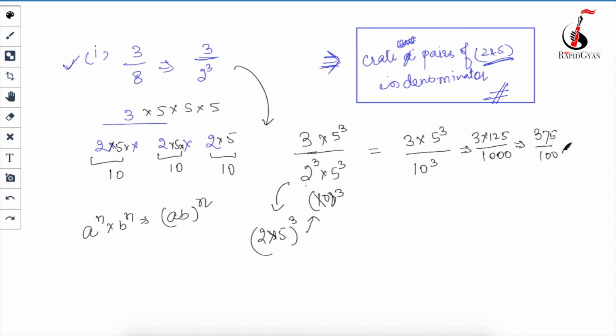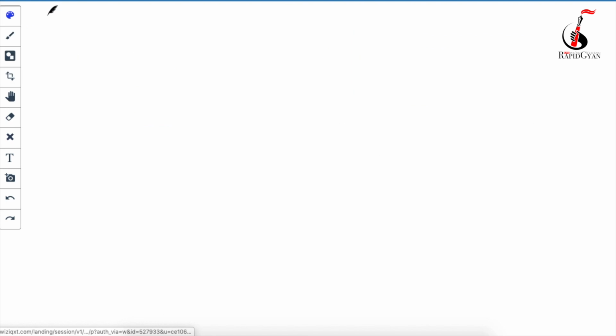So what will be your answer? What you are seeing over here beta, in the denominator there are 3 zeros. So it means you will have to count 1, 2, 3 and here comes the decimal. So your answer will be 0.375. So that's your answer. Can you see that we have got the answer without going for the division method? Correct? So let's go for the next question.